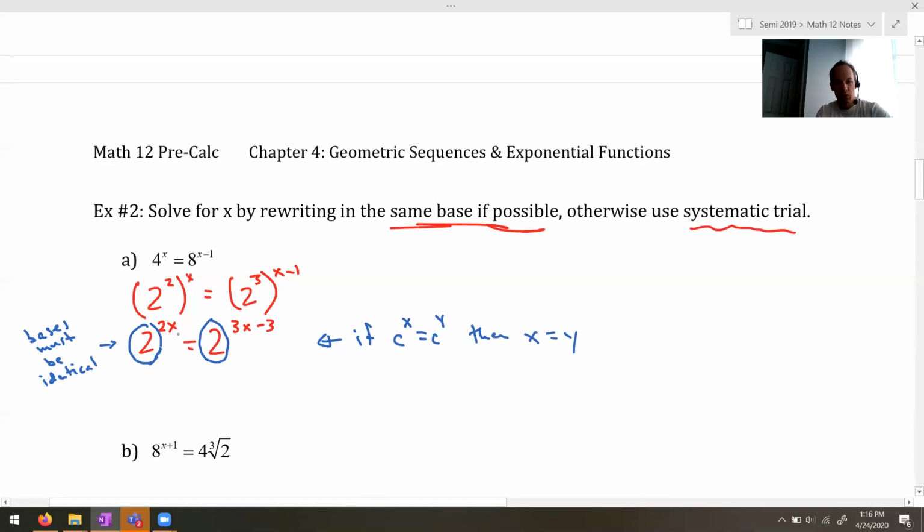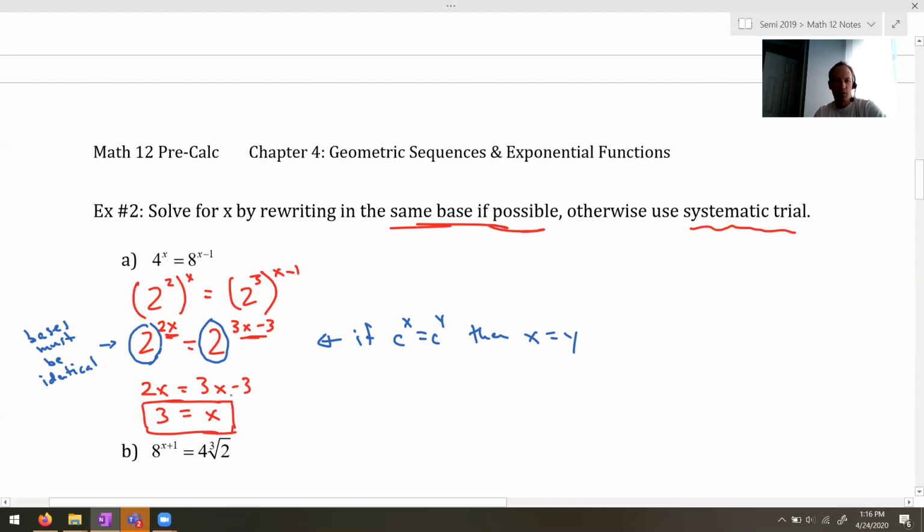Then we can just equate the two exponents. So 2x equals 3x minus 3. And then we solve this. We'll take 2x to the other side to get x, we'll take 3 to the other side to get x equals 3.